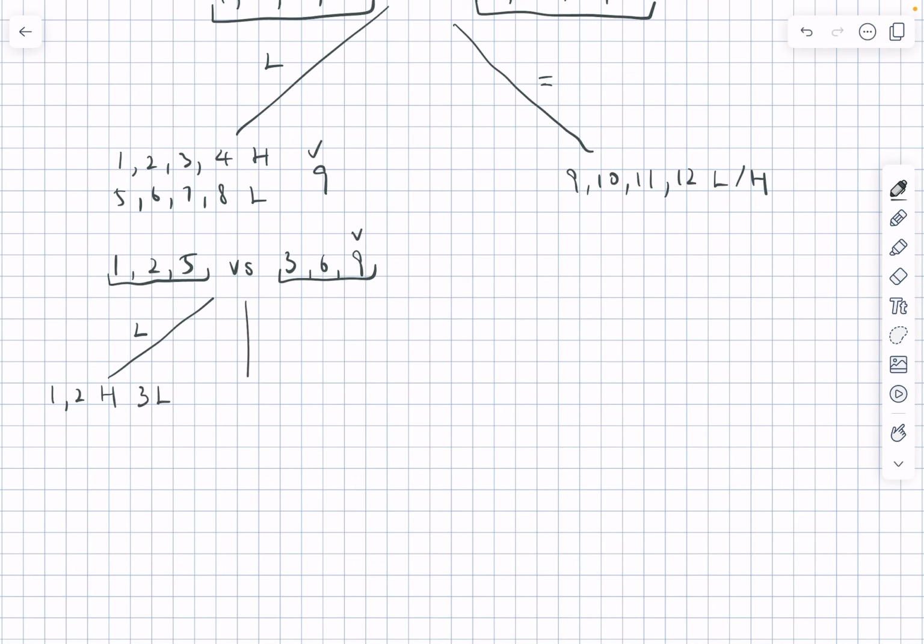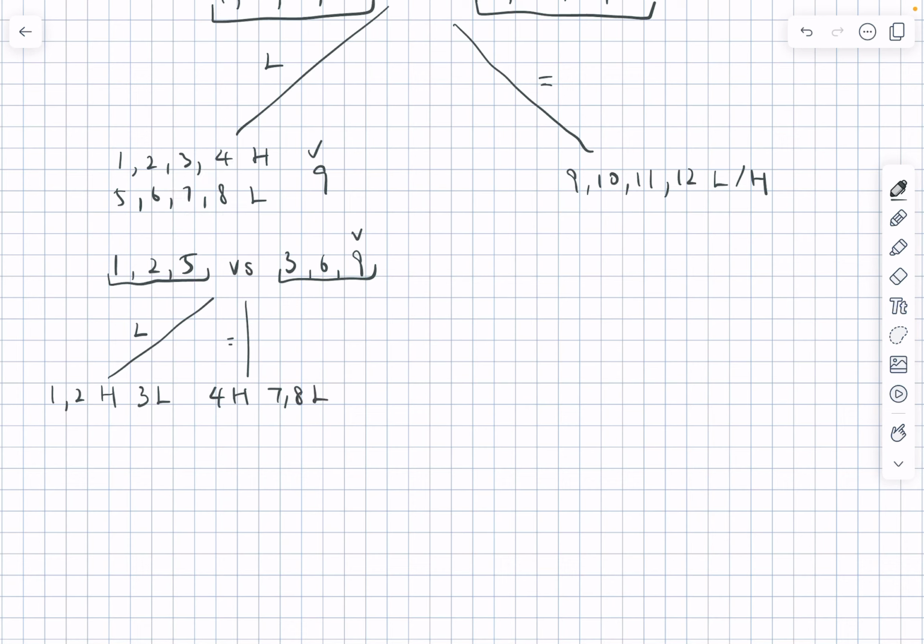So now, what if these are equal? Well, that means 1, 2, and 5, all of these are good. 3 and 6, those are good. So which balls did we not measure? We didn't measure 4, 7, and 8. So either 4 is heavier or 7, 8 are lighter.